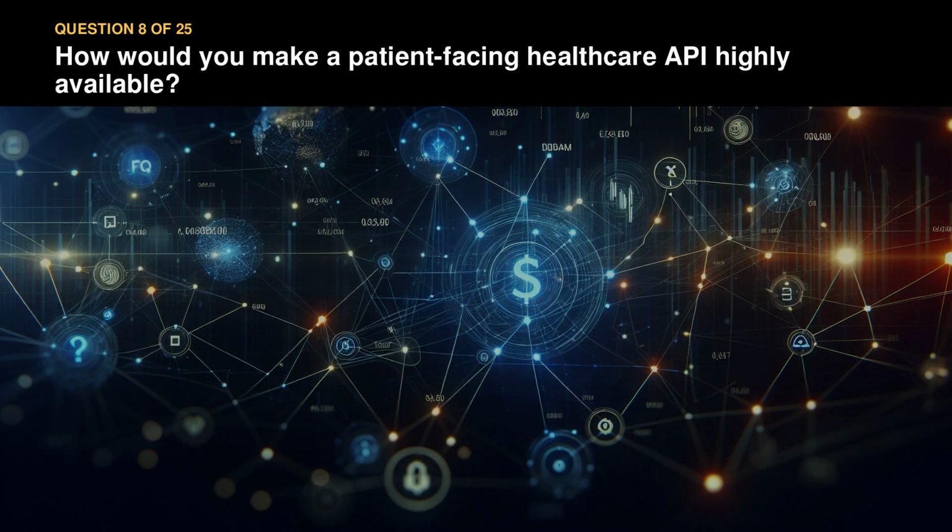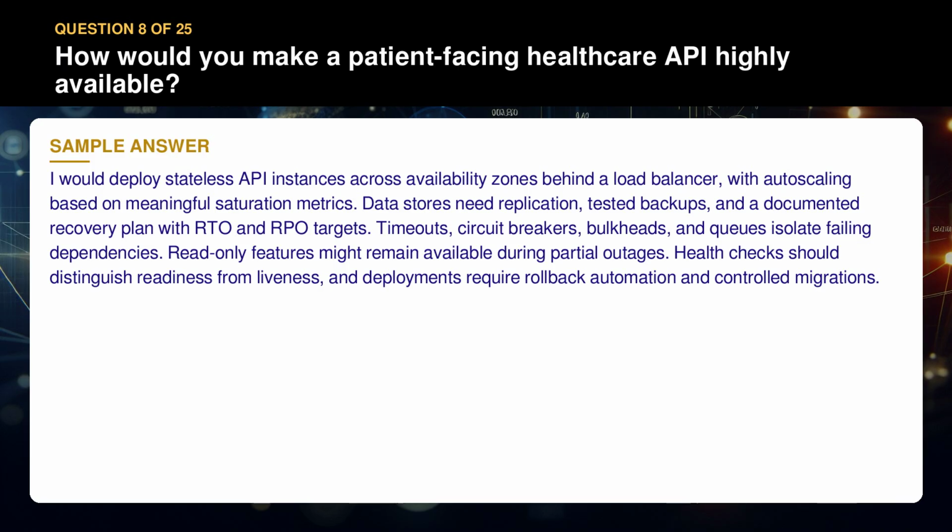Question 8. How would you make a patient-facing healthcare API highly available? I would deploy stateless API instances across availability zones behind a load balancer, with autoscaling based on meaningful saturation metrics. Data stores need replication, tested backups, and a documented recovery plan with RTO and RPO targets. Timeouts, circuit breakers, bulkheads, and queues isolate failing dependencies.